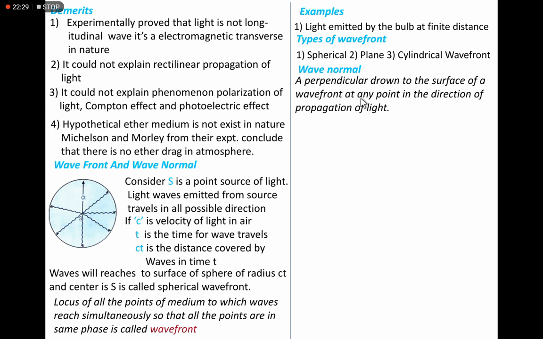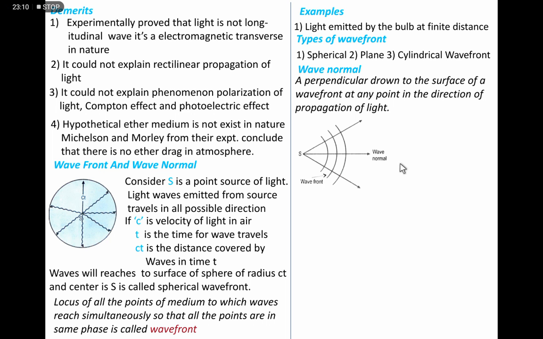Then wave normal, a simple definition. A perpendicular drawn to the surface of a wavefront at any point in the direction of the propagation of the light. Here is a simple diagram: spherical wavefront, source of the light, and in the direction of propagation of the wave, the normal is drawn to the spherical wavefront. So, according to our definition, it is the perpendicular drawn to the surface of the wavefront at any point in the direction of the propagation of the light.